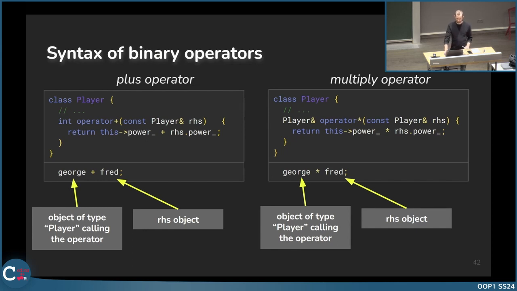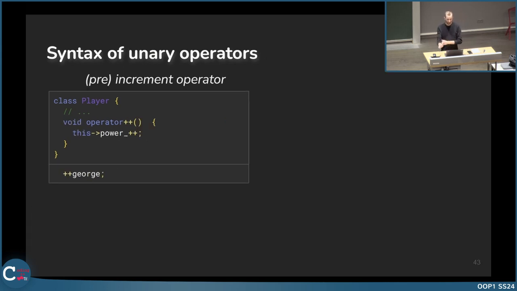This is pretty much the same as we have seen now. But with unary operators, there's one difference. There's just one object here. So in this case, we could write plus plus George, the pre-increment operator, like you know from i++ or whatever. And what we could do here is, for example, increment the power. And as you might have noticed, we do not have a right side, so there is just no argument here. But it works pretty much the same.